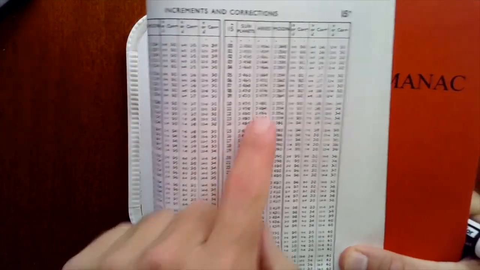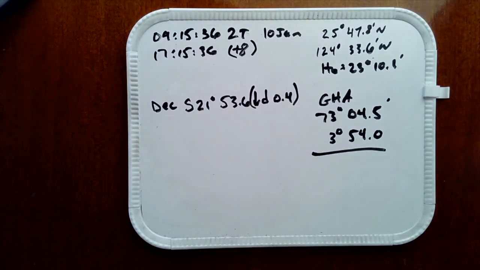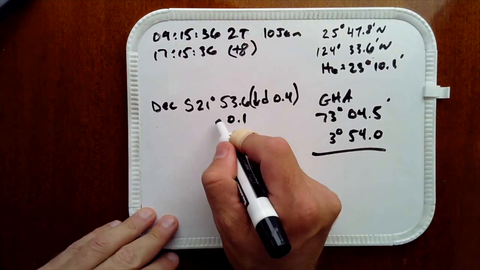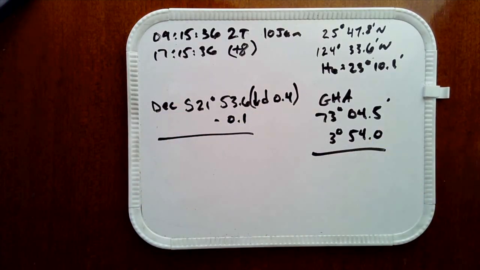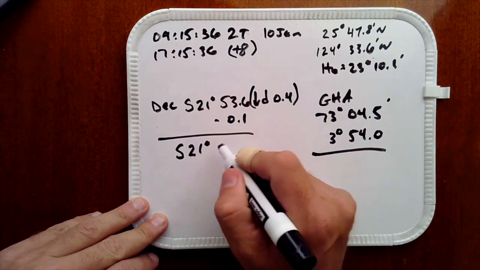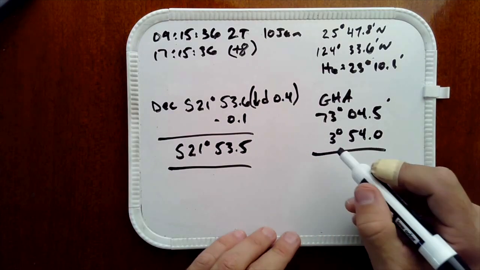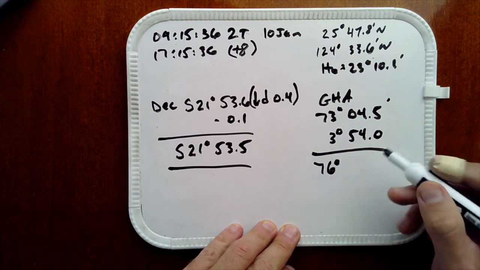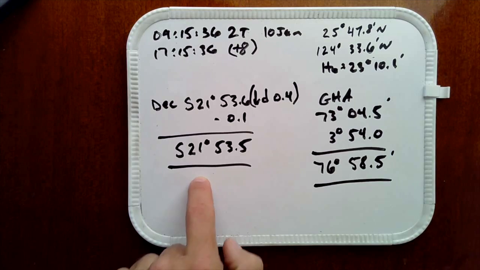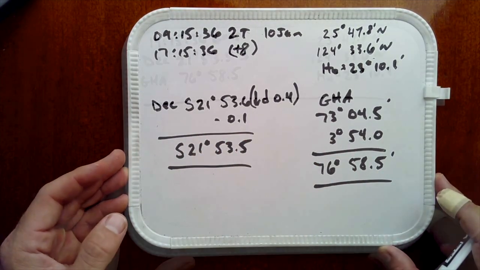For the declination, we just need to look at the D number. So the D number was 0.4, so the correction is 0.1. And since it was decreasing, it's going to be minus. So now we can solve these in whatever order you like. So for the declination, it ends up being south 21 degrees, 53.5. For the GHA, that ends up being 76 degrees, 58.5. So we've got our declination and our GHA. Step 2, complete. We'll note that information and we'll move on to step 3.